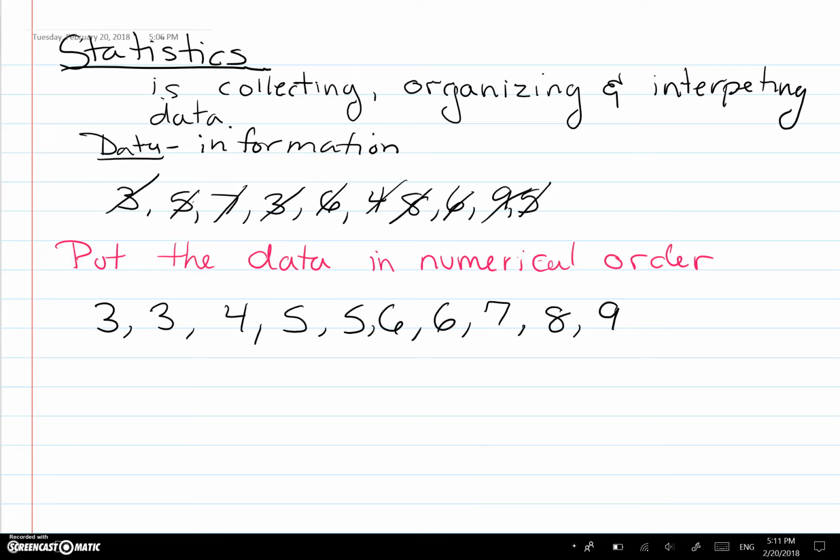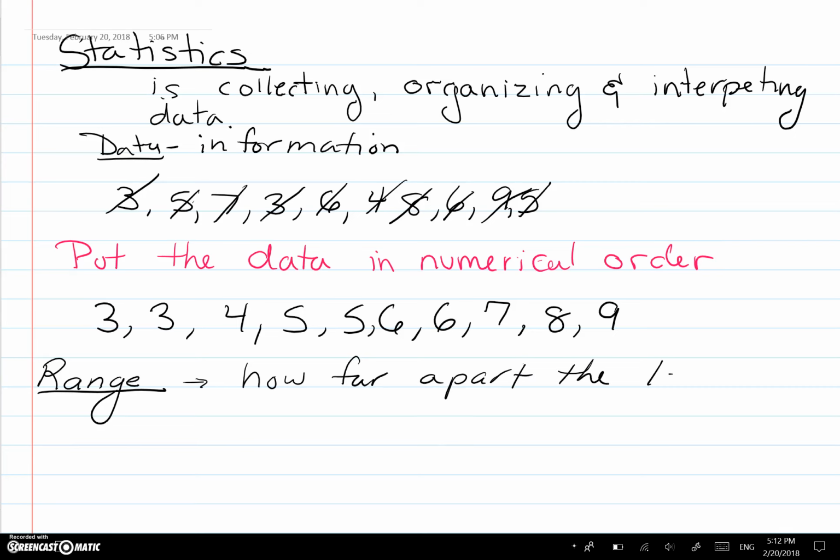Okay, now that I have my data in numerical order, the first thing we're going to do with this information is find the range. To find the range of data, we're going to subtract. The range of data is basically how far apart the largest number and the smallest number are from each other.